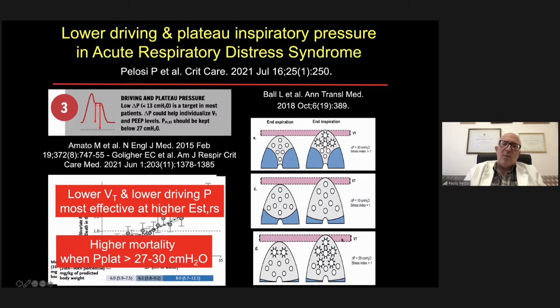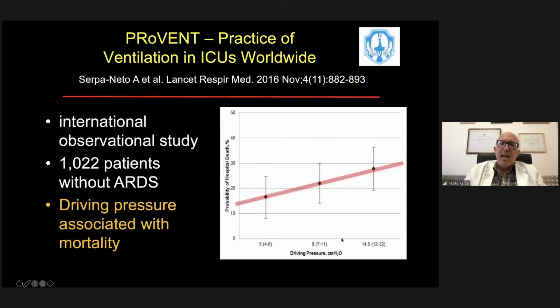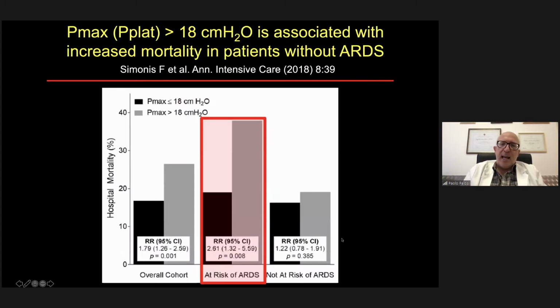And we know also that we have a higher mortality when plateau pressure is above 27 to 30 centimeters of water. This is also important in non-RDS patients from our PREVENT study, showing a clear association between driving pressure and mortality. And also, again, plateau pressure is associated with increasing mortality in patients without RDS, but at risk of RDS. So we have to take care of the plateau pressure in patients with RDS, not above 27, in patients without RDS, not above 18 to 20 centimeters of water.